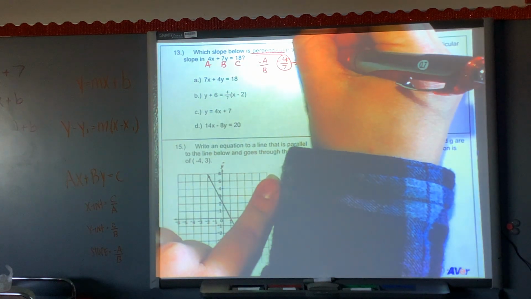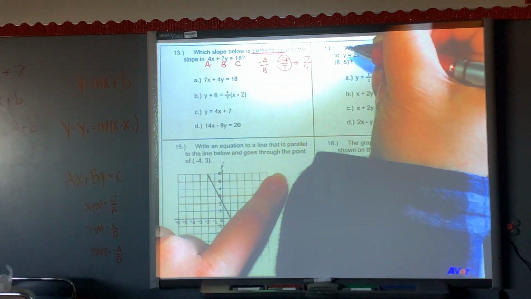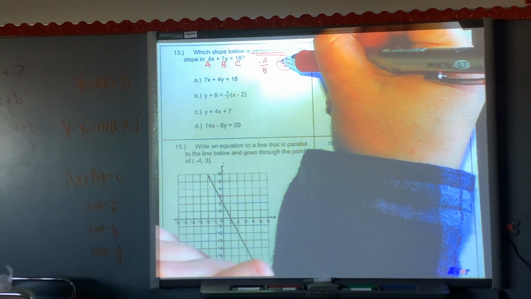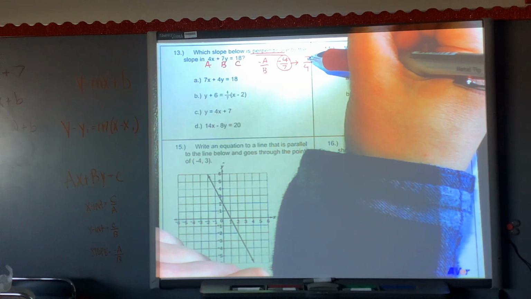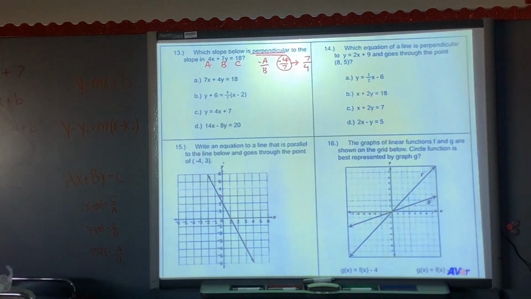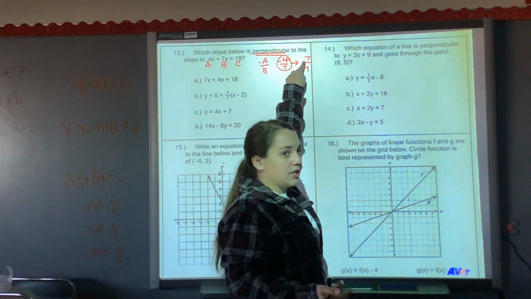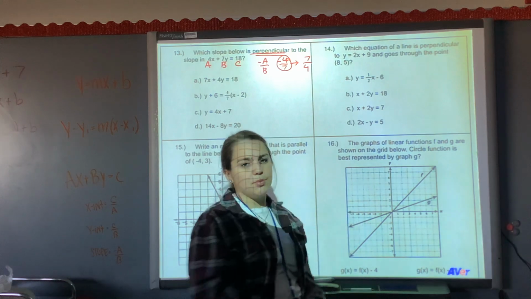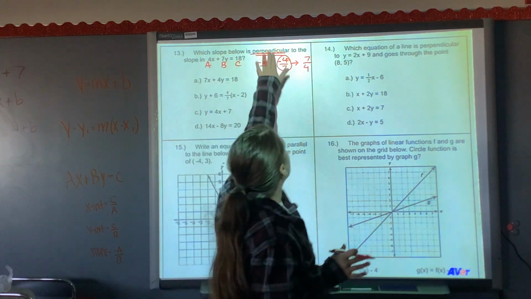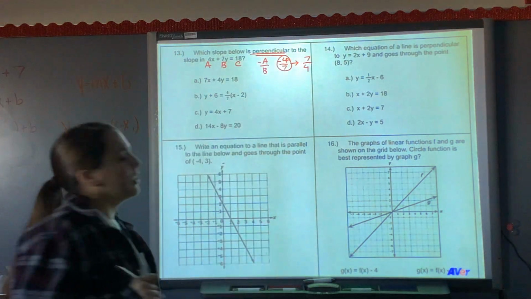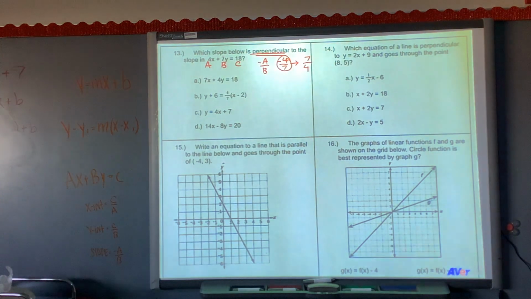What happens is it flips, first of all. It also, if something was a negative, now this is a positive. It gets the opposite sign, which is called an opposite reciprocal. First of all, opposite because this is negative, this is positive. Reciprocal because it flips. Opposite reciprocal, completely opposite. That is what perpendicular slopes do. So let's go find a slope that looks like this.